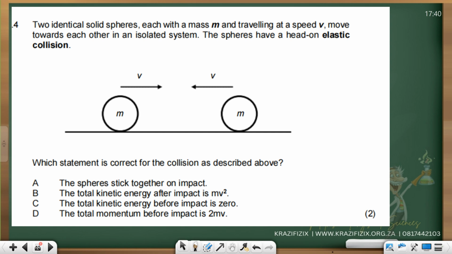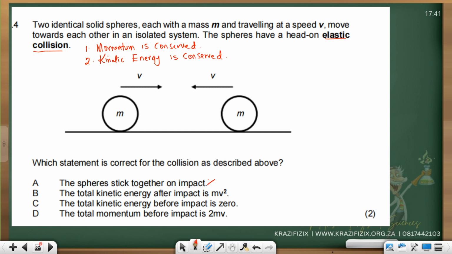Elastic collision. What does elastic collision mean? We explained that. Number one, momentum is conserved, which means the total momentum before is the same as the total momentum after. And number two, kinetic energy is conserved as well. Total kinetic energy before is the same as total kinetic energy after. Which of the statements is true?